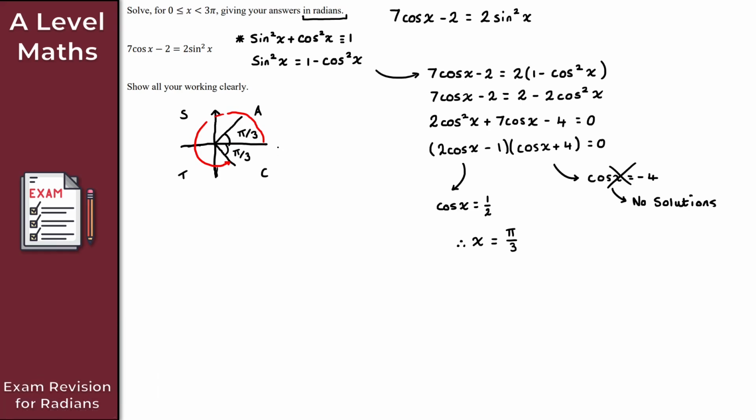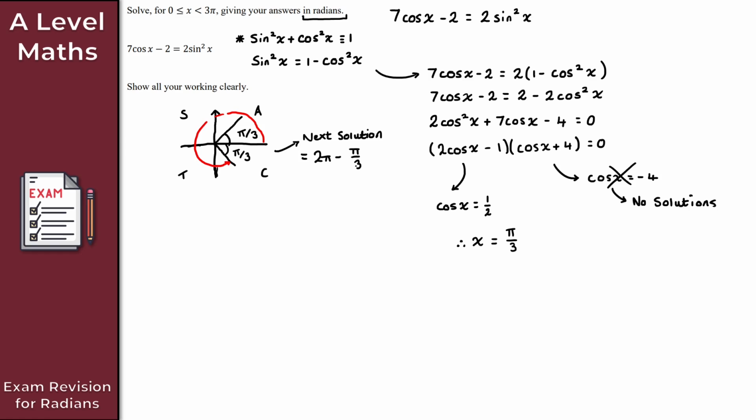So my next solution then is going to be 2 pi minus pi over 3. Obviously, you don't need to go into quite this much detail here, but I do want to make it clear what I'm doing.